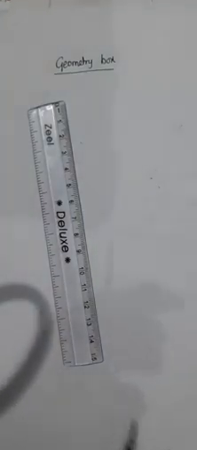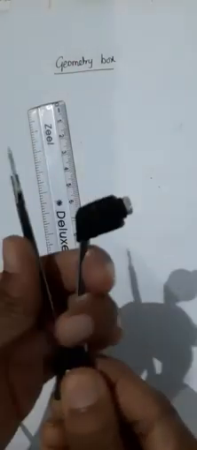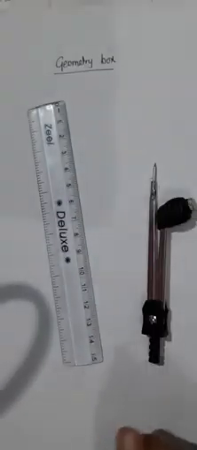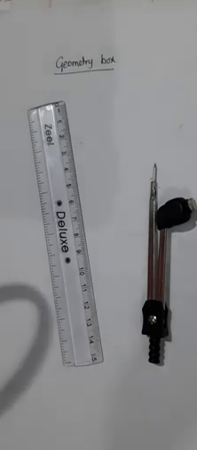One more is the divider. A divider has two metal arms with pointed ends. It will be the same like this, and it will have two metal points. If you see page number 155 of your textbook, you are going to understand.